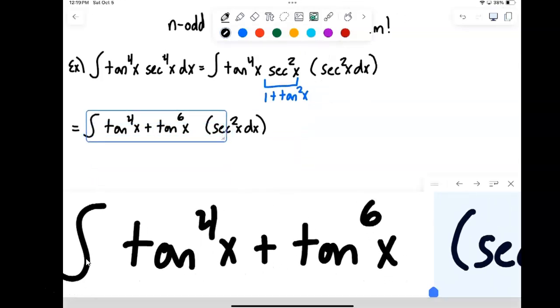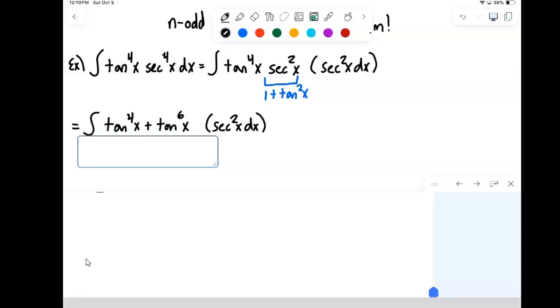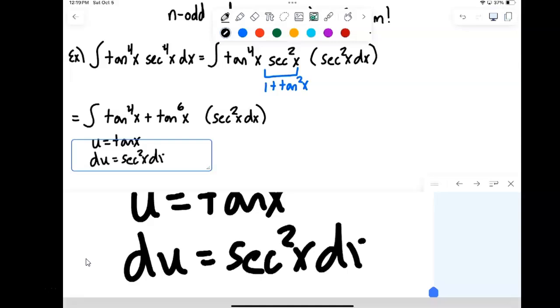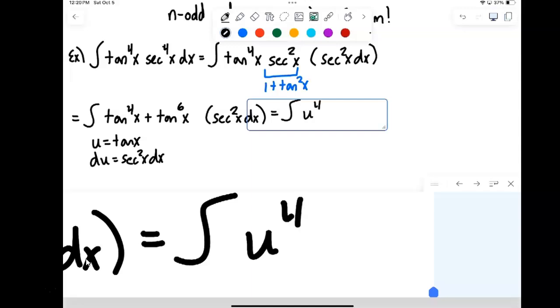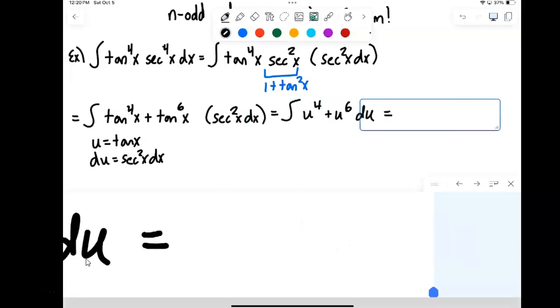So at this point, we have it set up. Everything's a power of tangent, and we have our secant squared dx. So we let u be the tangent. And of course, du calls for the secant squared x dx. So everything's perfect, and we carry the substitution through. Integral u to the fourth plus u to the sixth du.